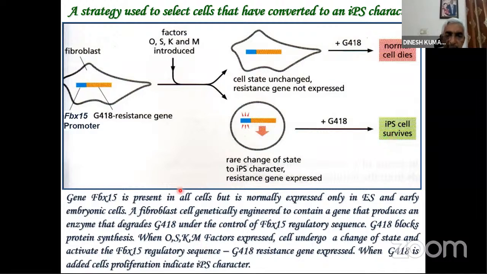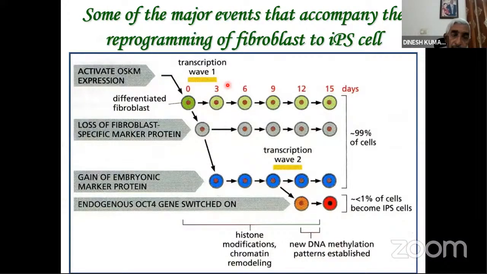So this is the technique working with the OSKM factors, which I have already told you are produced by the OSKM genes. Now, how does it convert into induced pluripotent cells? Activate OSKM expression. The first step is transcription wave 1. Suppose this fibroblast is going to be converted into an induced pluripotent stem cell within 15 days. First of all, when transcription wave 1 starts, up to 9 days there is loss of fibroblast characters.